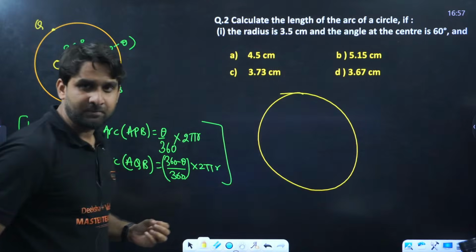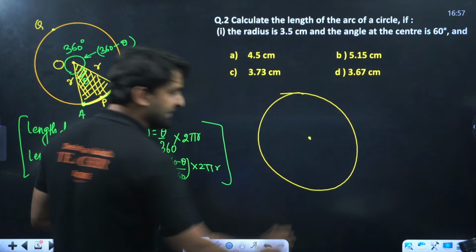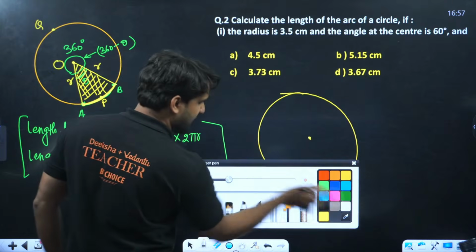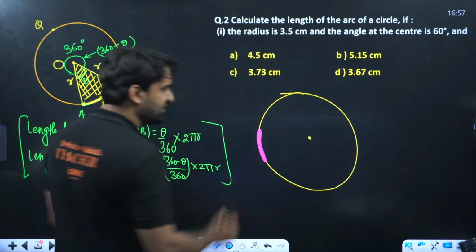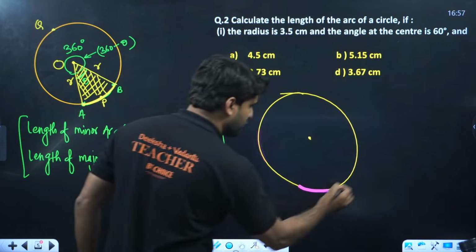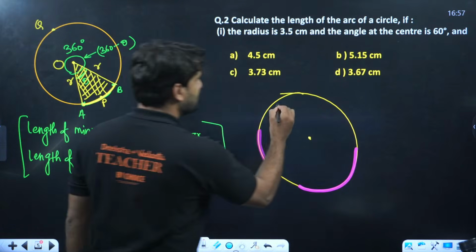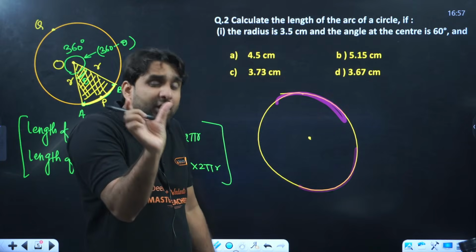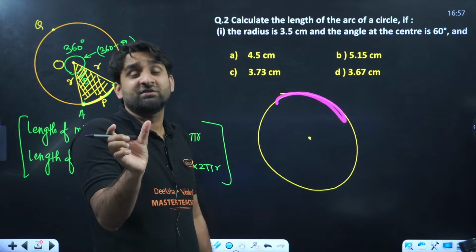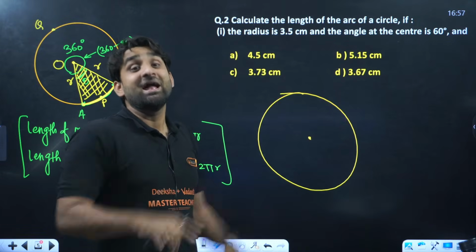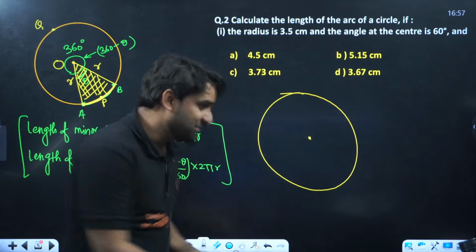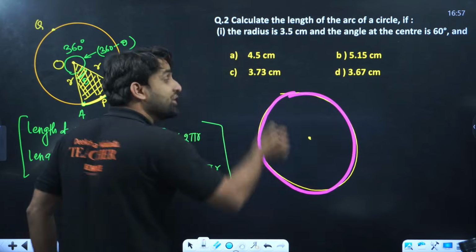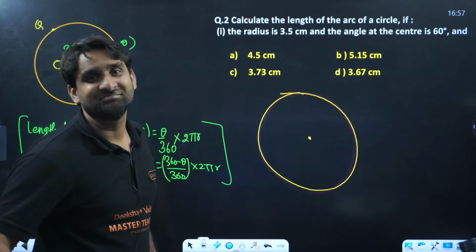This is a circle. This is the center. And if you take any part, for example, this length is called an arc. Or if you want to take this, this is called an arc. So the part of the boundary of the circle, the part of the circumference of the circle is called an arc, and the complete arc is called a circle.